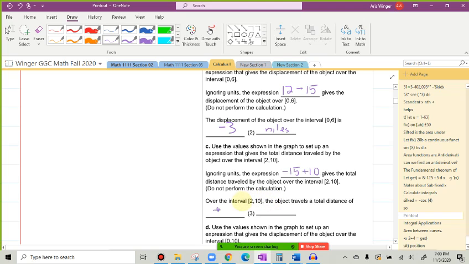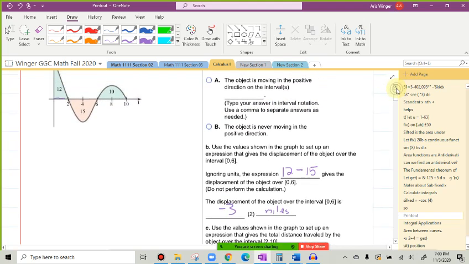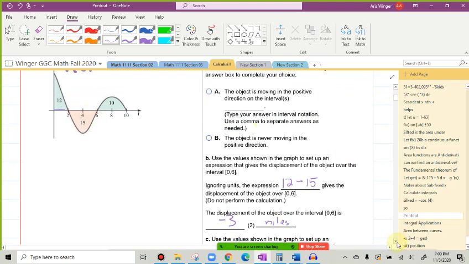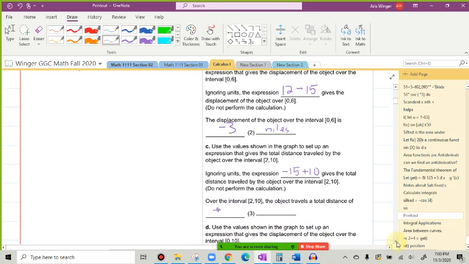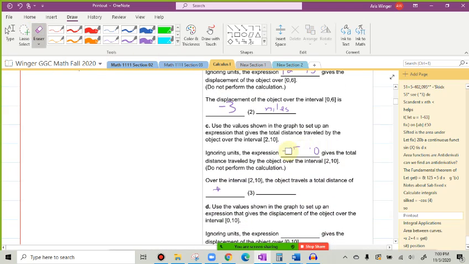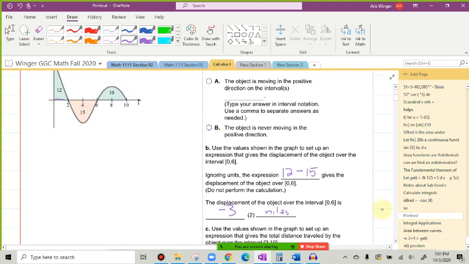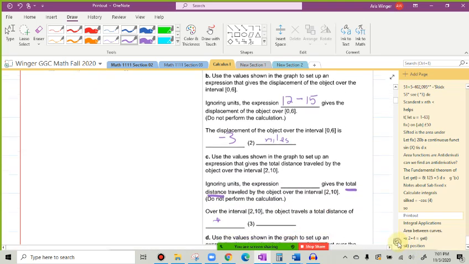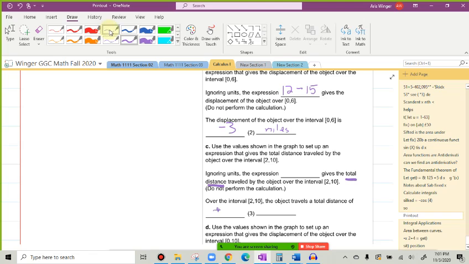And then the total distance over the interval 2 to 10, the object travels a total distance of... Oh, wait one second. The total distance traveled, you're taking the positive. That's 15 plus 10, and that is 25.